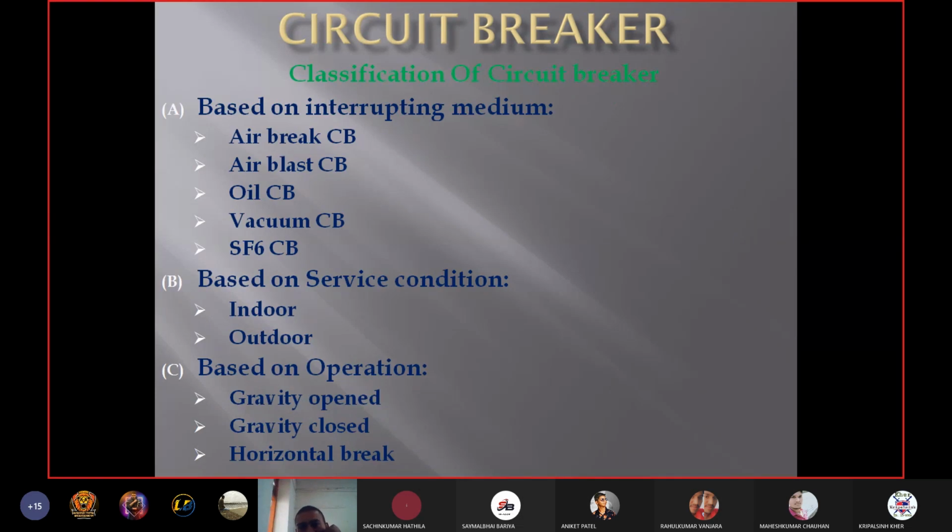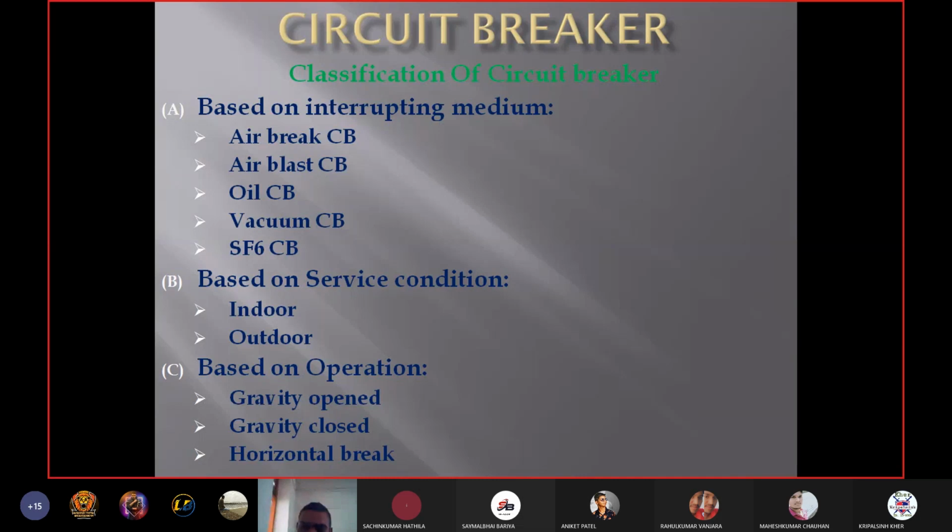Now the classification of circuit breaker. So classification is done on various factors. Okay, so the first factor is based on interrupting medium. Now in a circuit breaker the interrupting medium, or we can say the arc quenching medium. Now what is this arc quenching medium or interrupting medium?